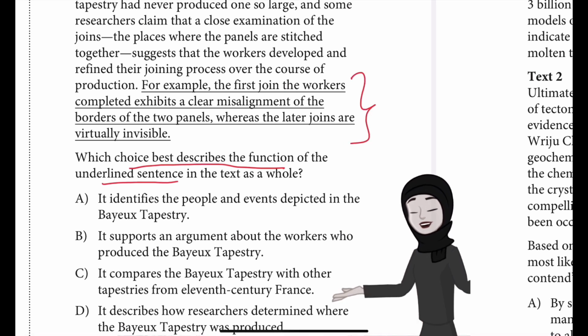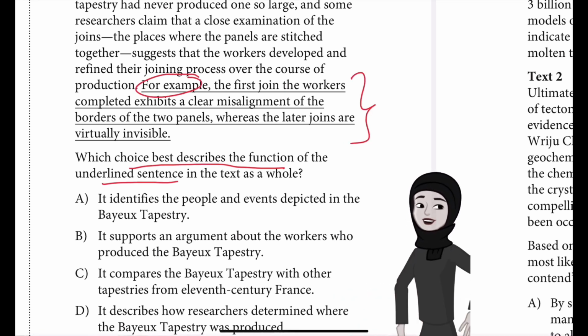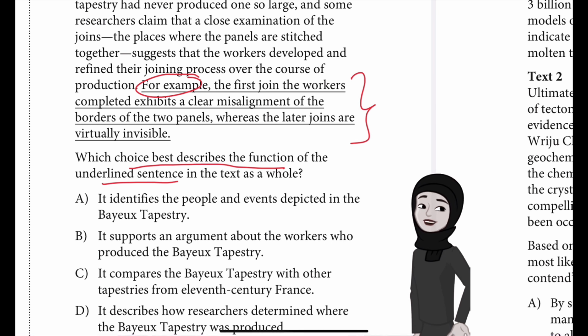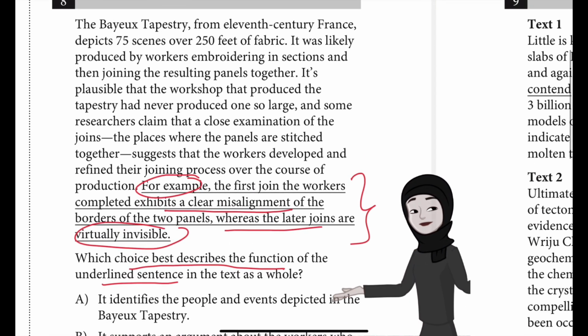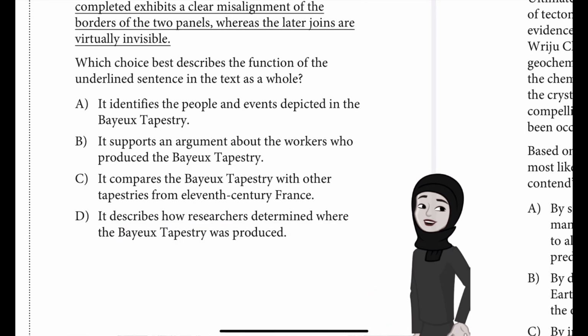So we need that choice which best describes the function of the underlined sentence. So let's observe the underlined sentence. This one is giving an example. It says the first joint the workers completed exhibits a clear misalignment. That means the first joint is clearly misaligned. That means not joined properly. Whereas the later joints, they have become virtually invisible.